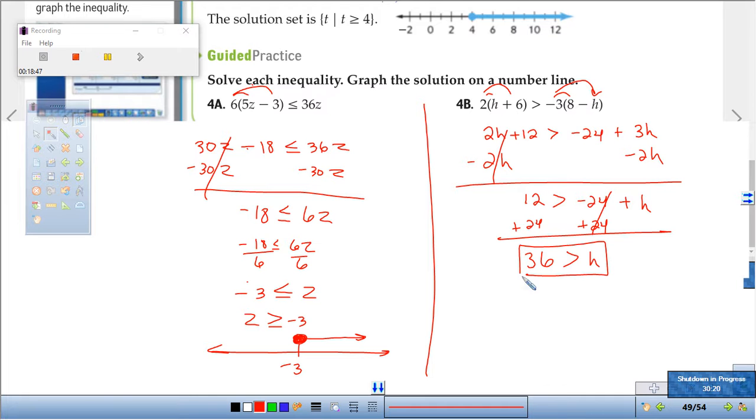And there it is. Okay, switch it around. H is less than 36. Think about this. I'm eating the 36, so that's greater than. So it means H is less than. Still eating the 36, still eating the 36. So I'm going to put a number line, 36. Arrow is pointing to the left. Shade it that way. Pretty cool.